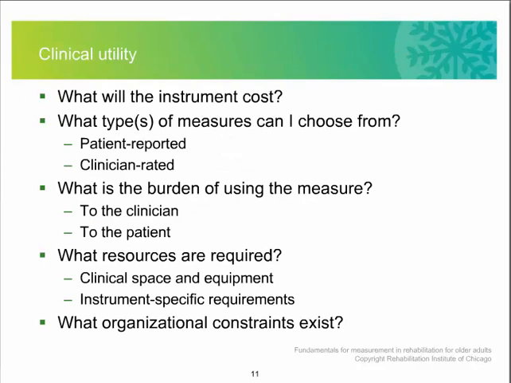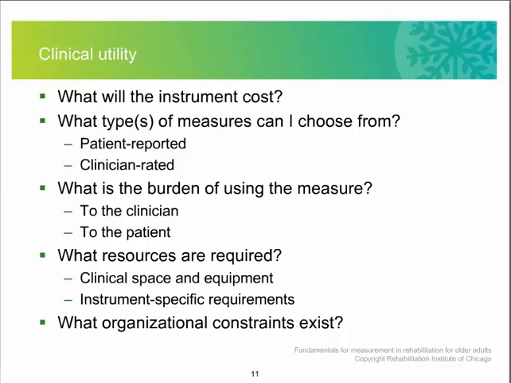Although we want to use an instrument that is valid and reliable, we require an instrument that is feasible to administer under the constraints of our practice setting. Common elements of clinical utility include cost, time to administer, which can also be described as burden to the clinician and to the patient, the equipment and environmental resources required, and any organizational policies, practices, or procedures that could help or hinder measurement. The clinical record management system provides an example of an organizational factor.